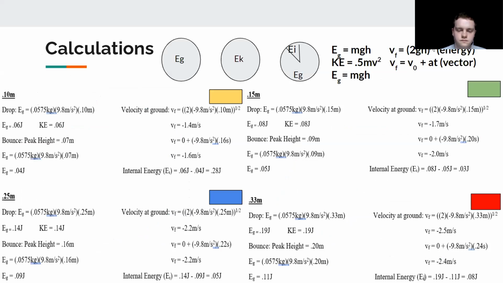We see that we use potential energy from before the drop, kinetic energy at the ground, as well as the peak bounce. In order to use these, we determine the total energy of the system. We determine the velocity and impact as the ball hit the ground, as well as the internal energy loss by using both the potential energy at the initial drop, as well as the potential energy at the peak of the bounce. We took the difference between those in order to find the internal energy for the system.